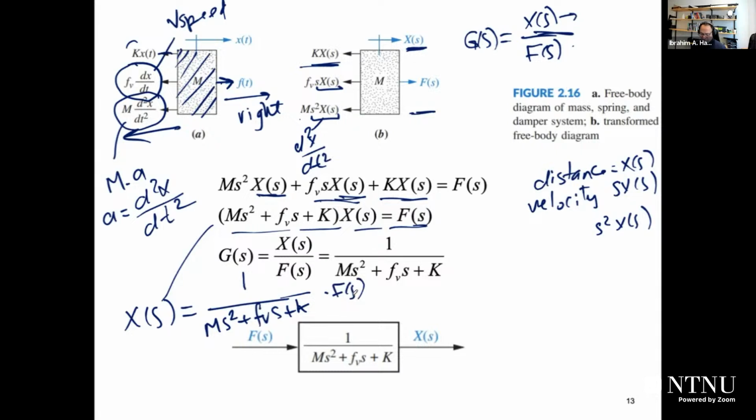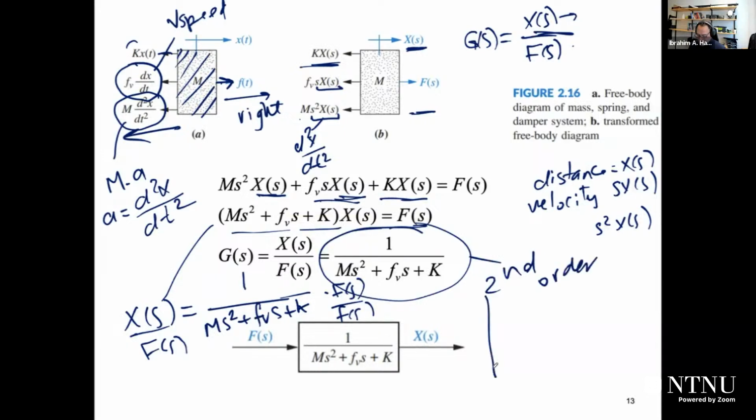Divide again both sides by f of s. When we divide both sides by f of s, it cancels f of s, so we have the transfer function, which is g of s equal x of s divided by f of s. It will be 1 divided by m s square plus fv s plus k. This one also is a second order system. So when we draw the response, if this is time, we should expect that when you have a force equal f, you will get a distance that follows this second order behavior.